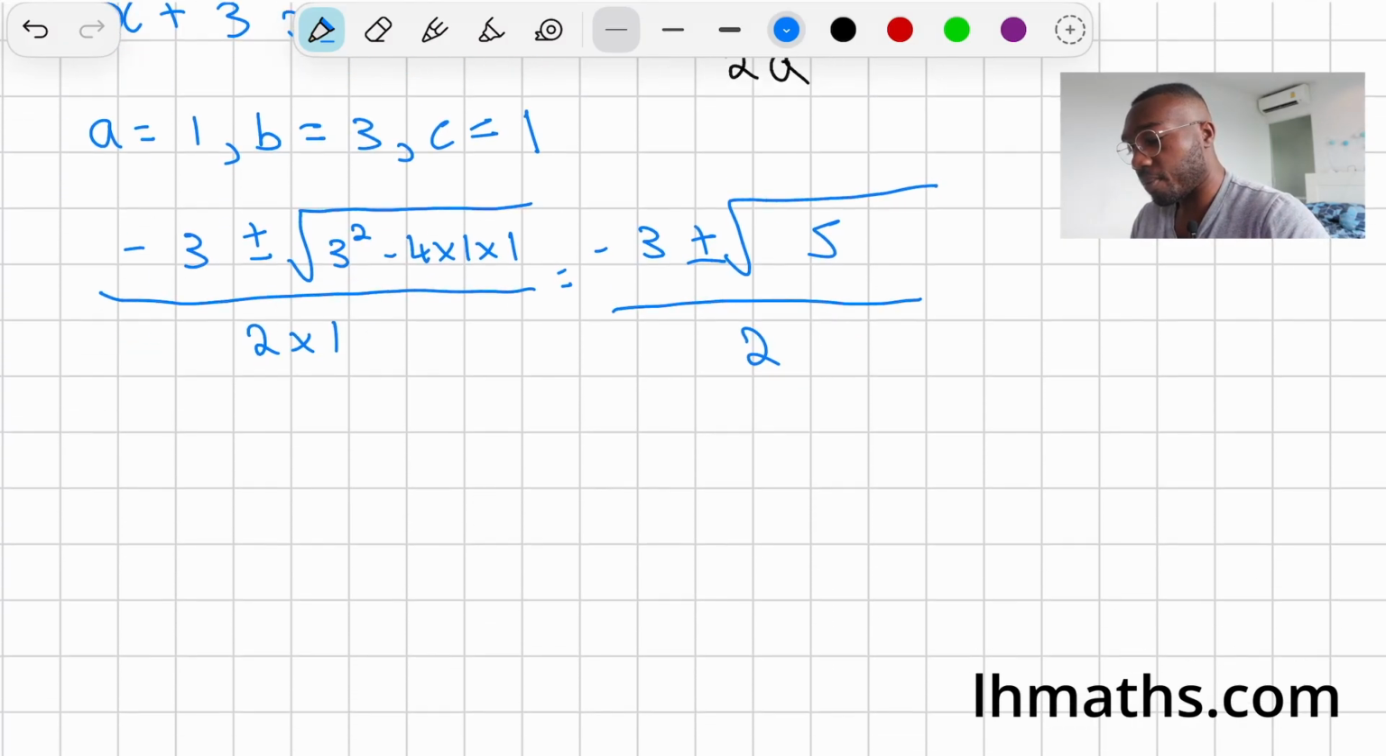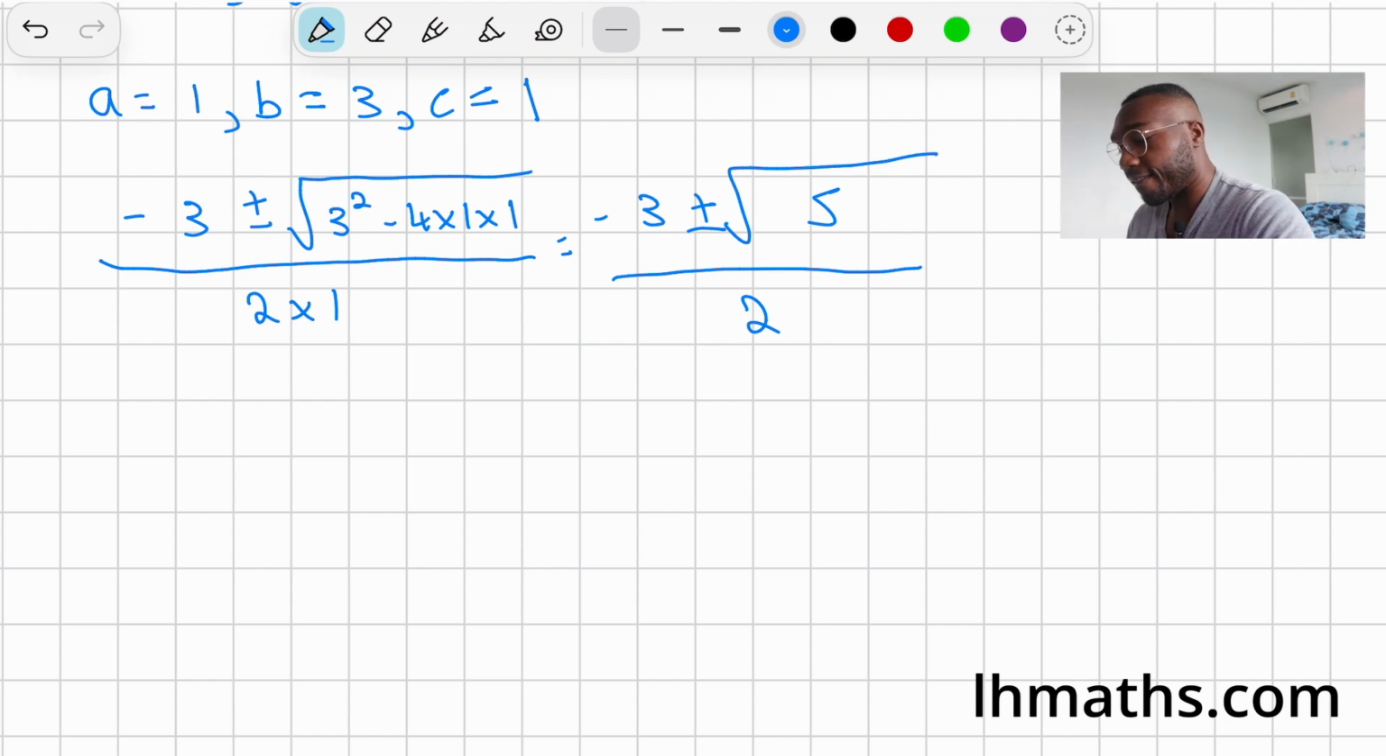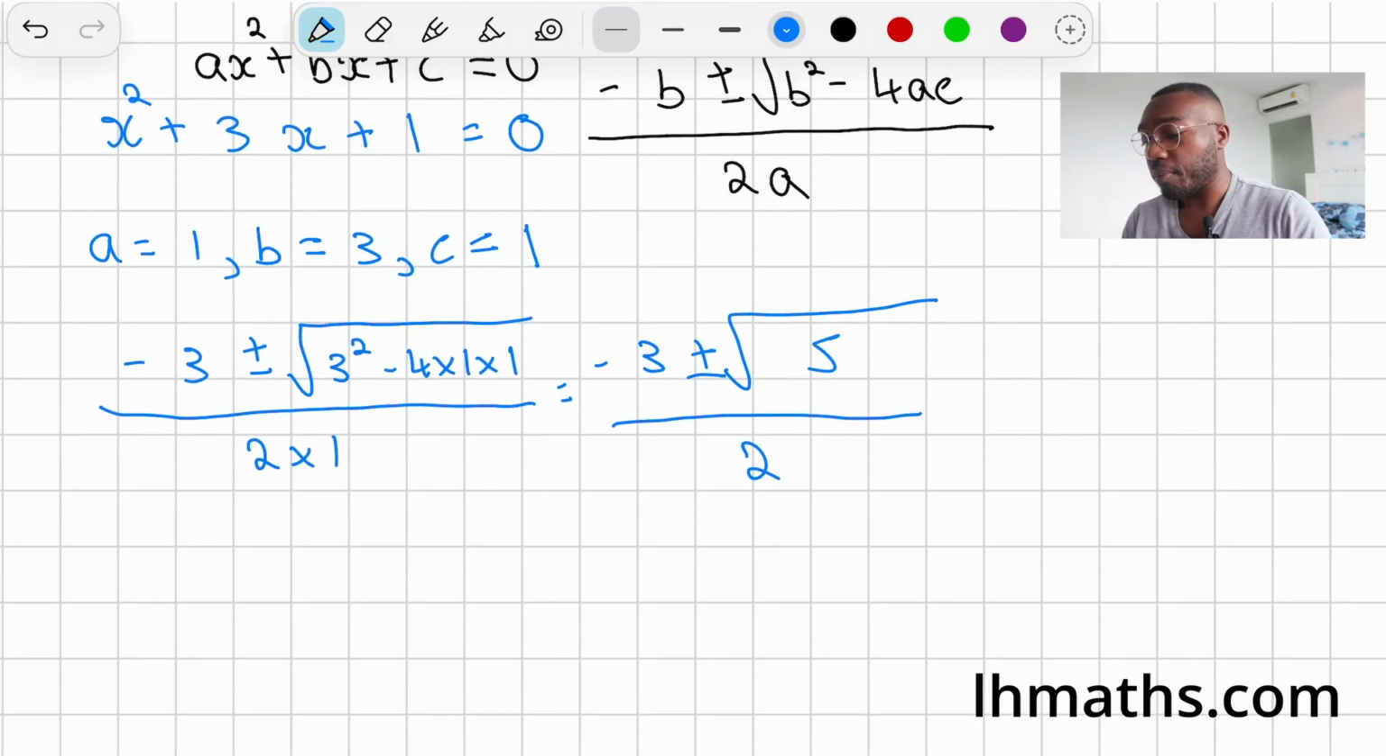Okay, so if I scroll up, if we have something like that, well, it's already done for us. This would be the answer. The answer would just be minus 3 plus or minus root 5 over 2. We can't do anything else with that. Depending on the question, they may want you to leave it like this, so keep it in this surd form, or they may want you to give it to a certain amount of significant figures. It's really up to the question. But in this case, we can just leave it like this. So our answer is minus 3 plus or minus root 5 over 2.